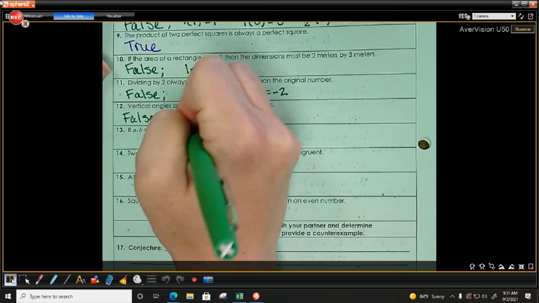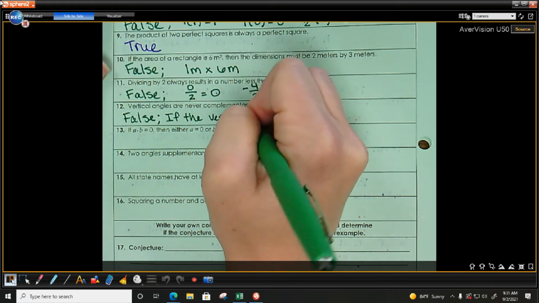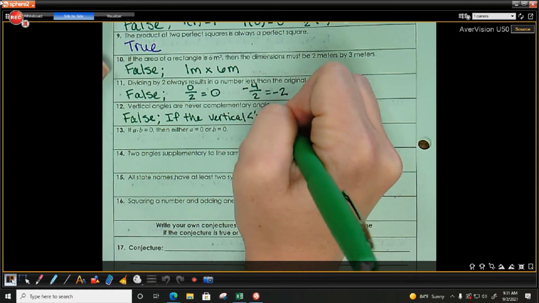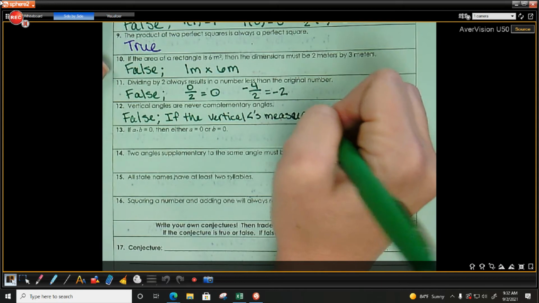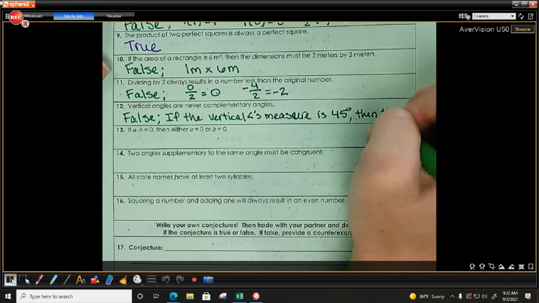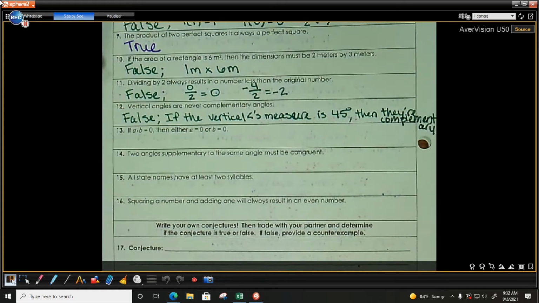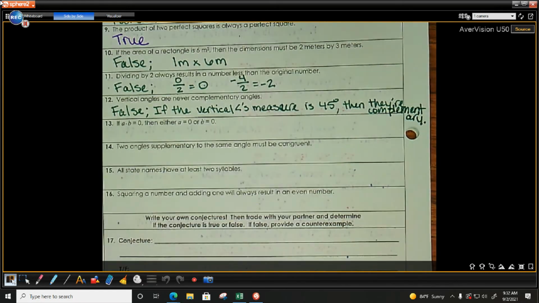If the vertical angles measure is 45 degrees, then they're complementary. So an example of that, guys, would be like I have this would be 45 degrees, 45 degrees, 135 degrees. These two angles are vertical angles. Add them together and you get 90. This works. Okay.